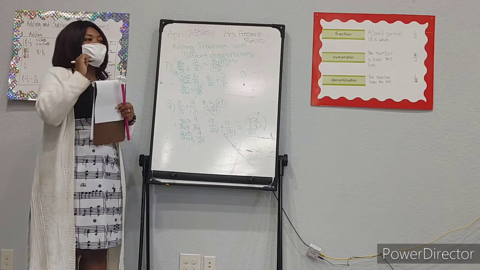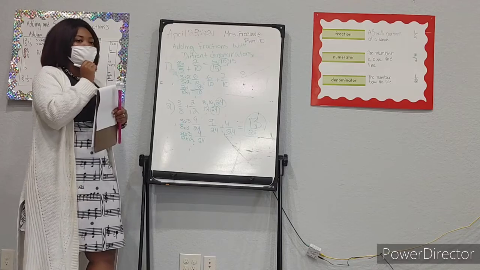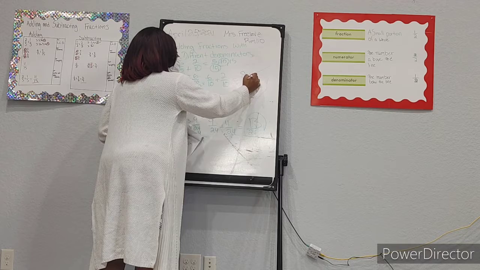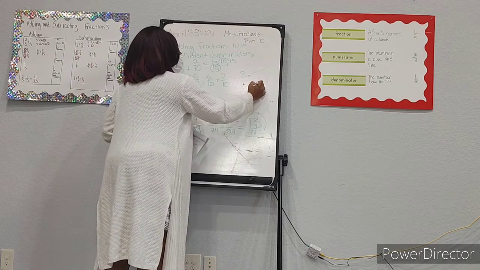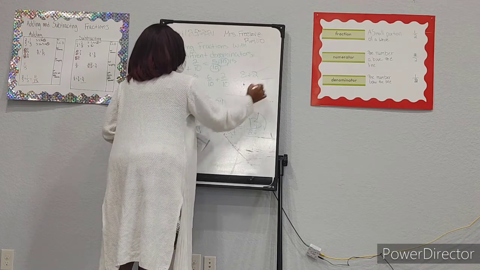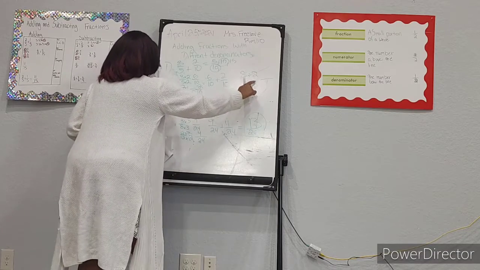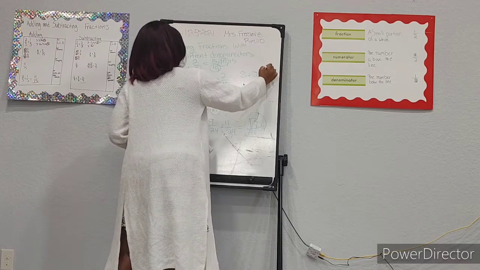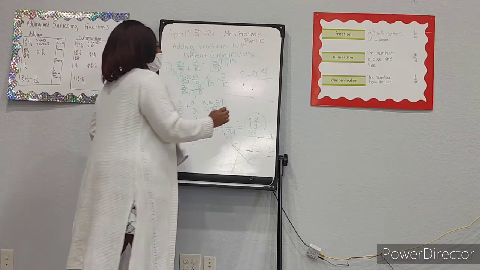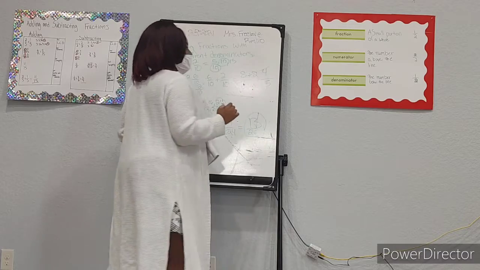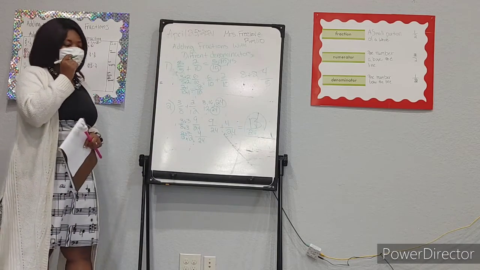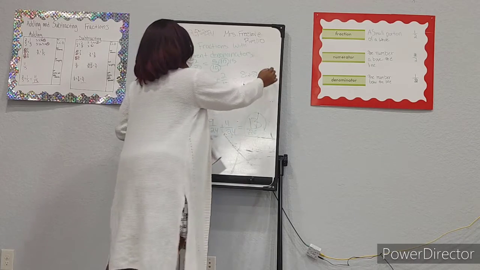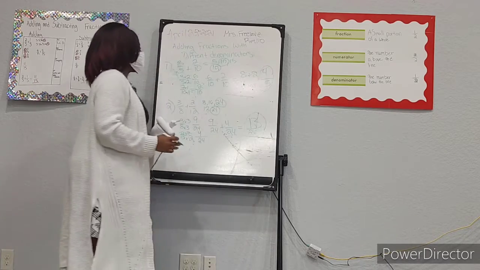Yes, ma'am. All right. And how are we going to simplify it? By 2. So what are we going to do? We are going to divide 10 and 8 by 2. Yes. 8 divided by 2 is? 4. And 10 divided by 2 is? 5. Correct. Can 4 over 5 be simplified? No, ma'am. All right. So we're going to do what to our answer? Circle it. Good job, class.